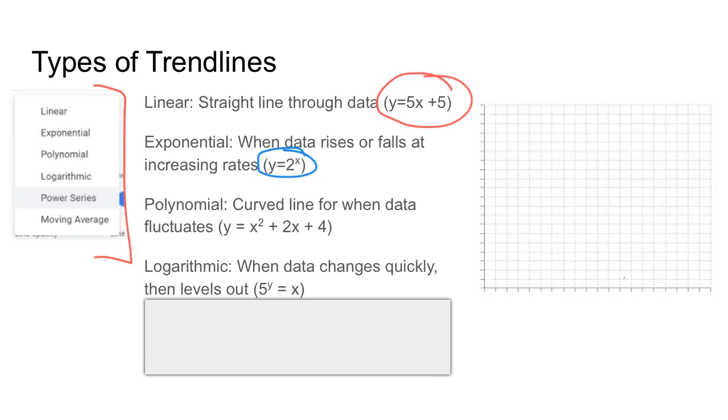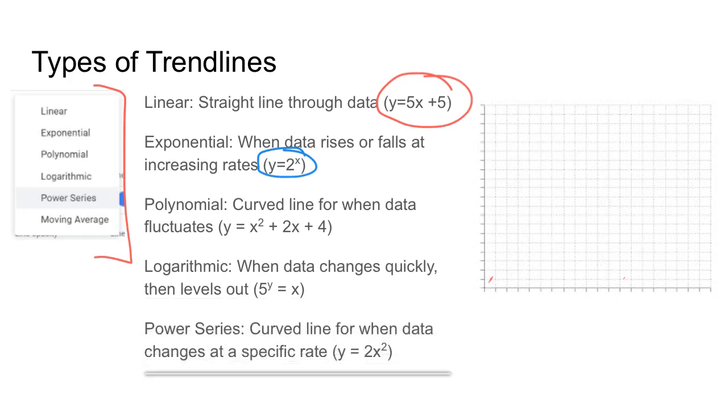So another type that we could have, that you'll see on Google Sheets but we're not going to be using with what we're doing here, is a logarithmic trend line, and that's when data changes very quickly and then levels out. This could look something like, it comes up and then levels out like this. That's what you're typically going to see on Google Sheets. You can play around with it, but that's really not one that we're going to study too much. It doesn't really fit with what we're doing.